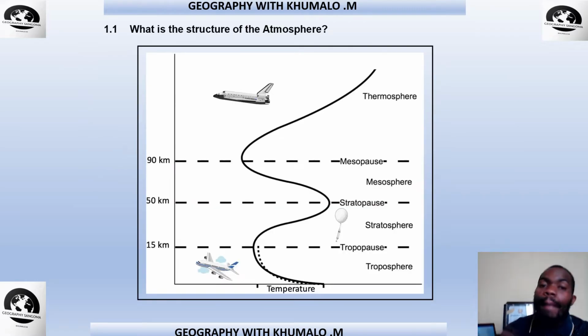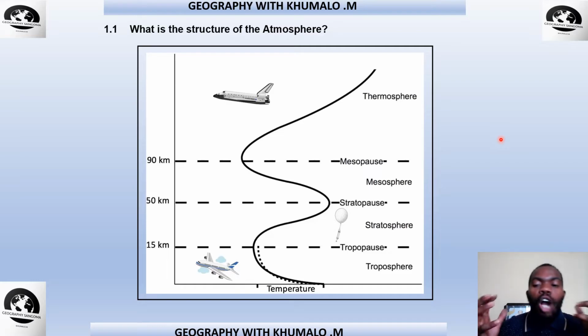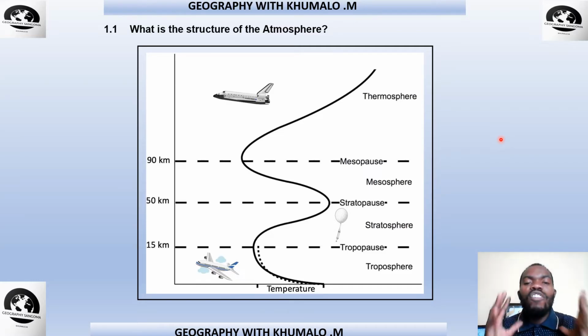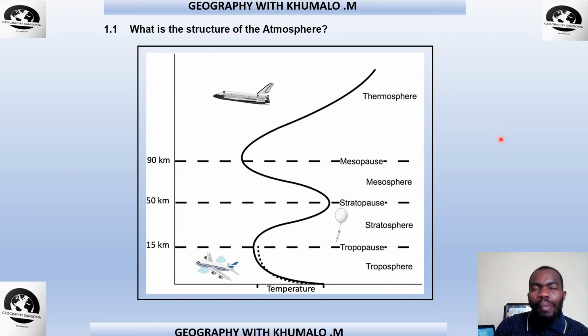Then remember, we just spoke about the composition of the atmosphere. Now we come to the structure of the atmosphere. Composition, remember I said, what is it made of? What is the atmosphere made of? Now we are looking at the structure. How does the atmosphere look? So what is the structure of the atmosphere?